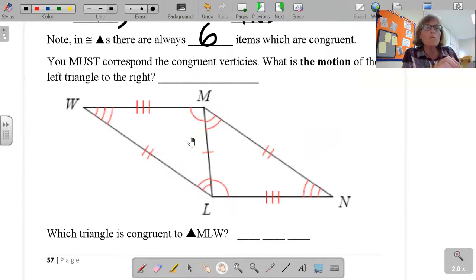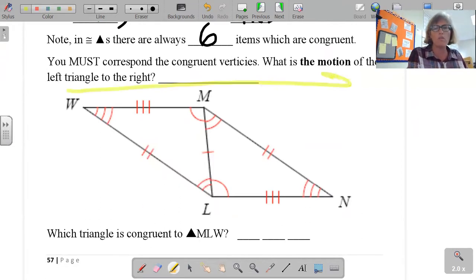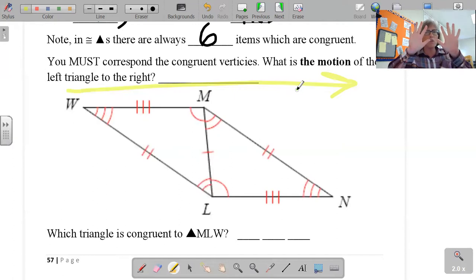You must correspond the congruent vertices. First off, you're going to ask yourself, what is the motion from left to right? So going this way, what is that motion? So I like to check reflection first. It's easy. So just take the image and go kind of like this with your hands and ask, if I were to fold this, would it match? And if you were to fold along ML, no, they would not match. So it's not reflection. Translation, it's the exact same image left to right.